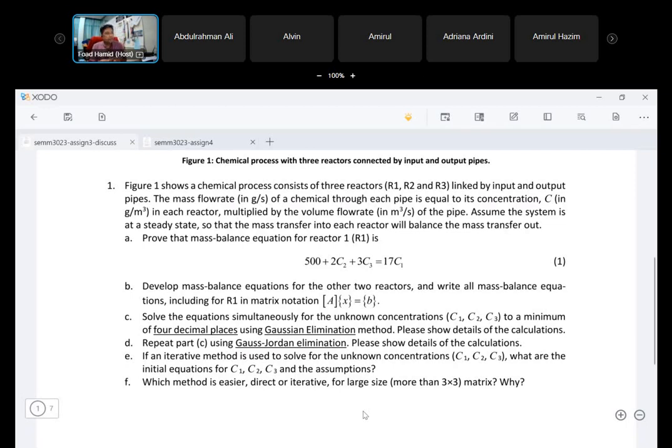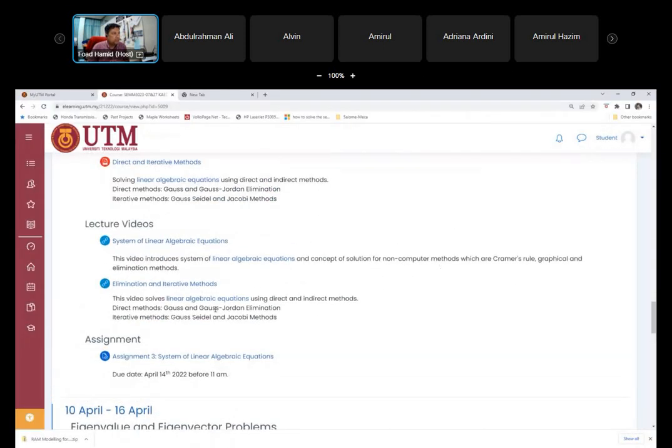If you watch my video, I think I mentioned there are two kinds of methods. One is elimination methods, which is your Gauss elimination and your Gauss-Jordan elimination. That's the elimination method, or sometimes we call it the direct method. The other one is the iterative method. Iterative method means you have to repeat, you have to redo the calculation over and over with different values of x1, x2, and x3, in this case C1, C2, and C3. For iterative methods, we have Gauss-Seidel and Jacobi.